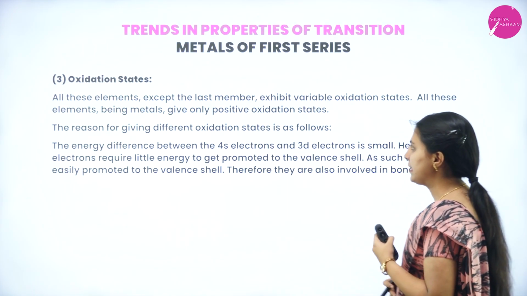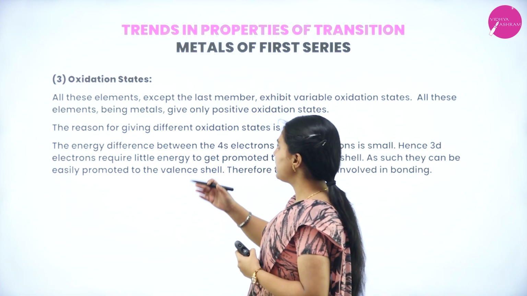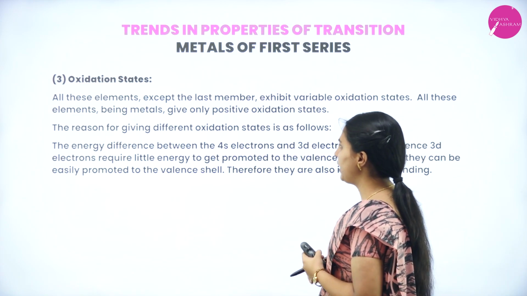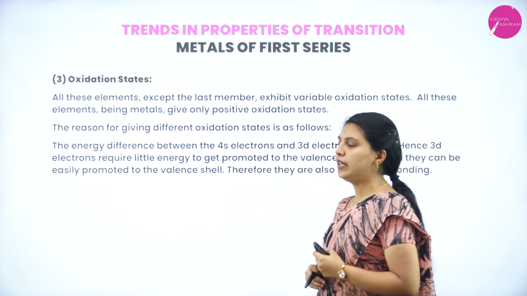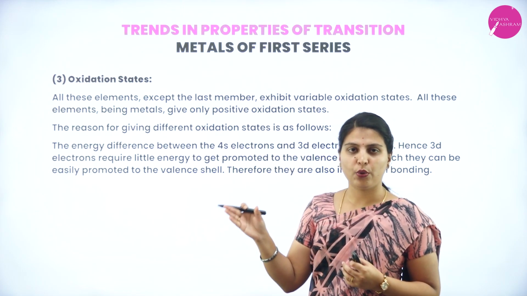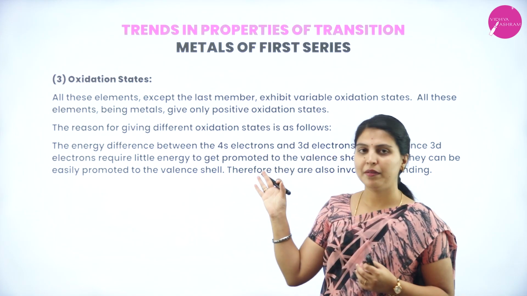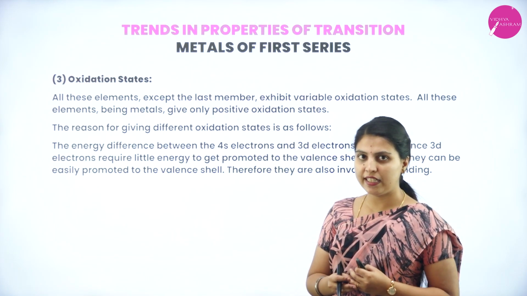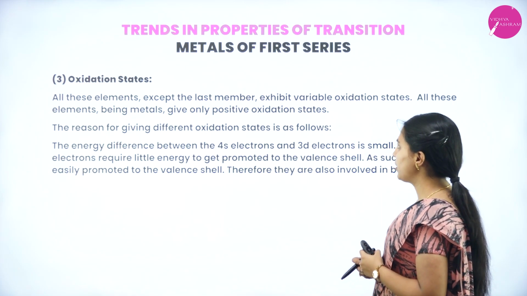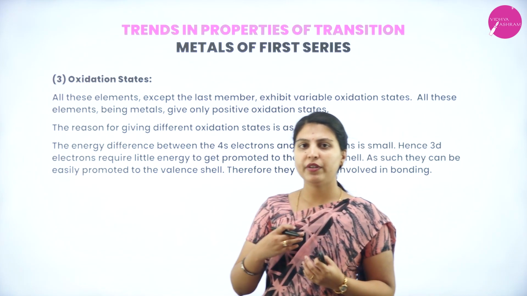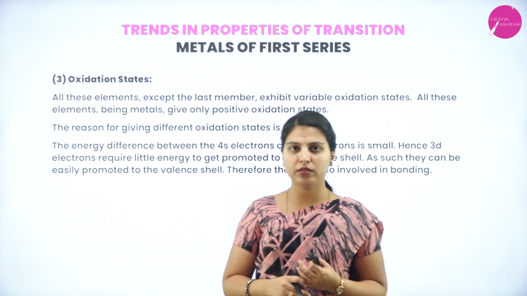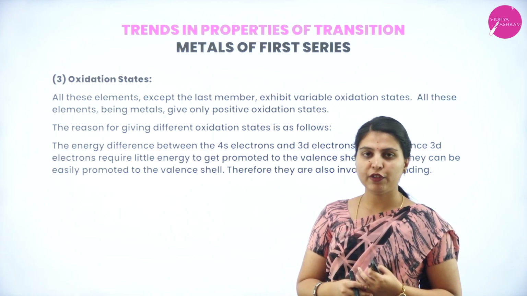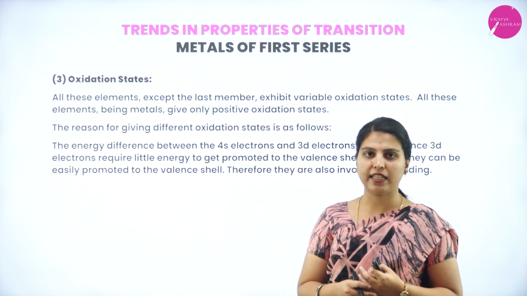In the oxidation states, we will discuss now. All these elements except the last member exhibit variable oxidation states. All these elements, being metals, give only positive oxidation states. The last member in the first transition series is zinc. It will not show variable oxidation states, but the remaining ones in the first series will show variable oxidation states. Since they are considered as metals, they will show only positive oxidation states.